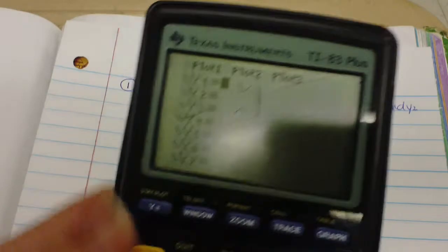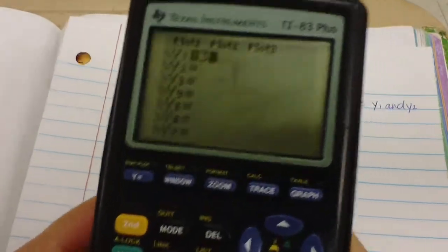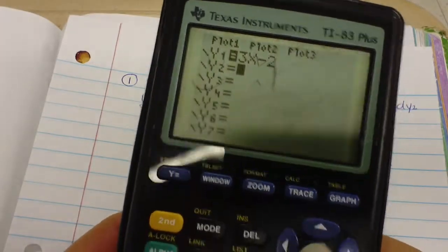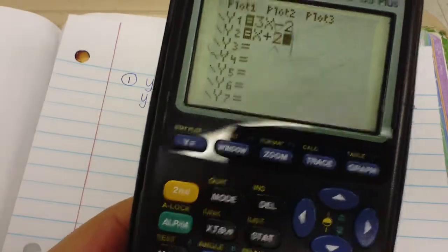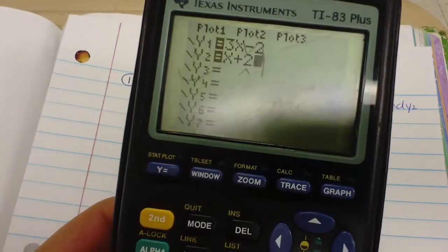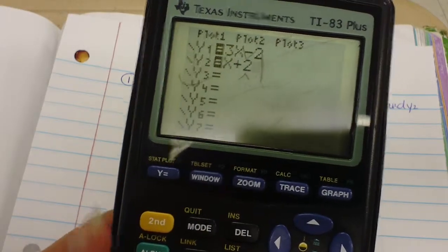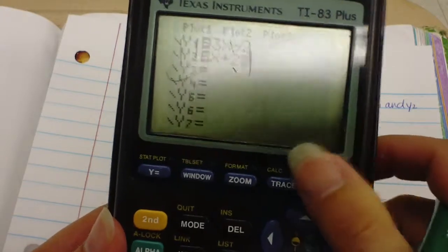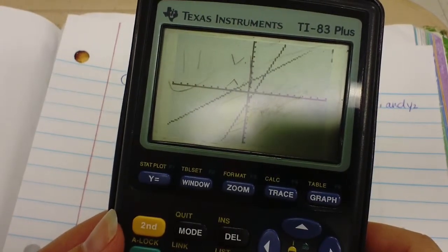Then I'm going to show you in your calculator. You press y equals, and you're going to type in the first equation, 3x minus 2, into y1, and then you're going to type in x plus 2 into y2. So everybody type that equation in. If you need to pause it, then pause it. And first we're going to take a look at the graph. So you're going to press the graph button, and you should see the lines.